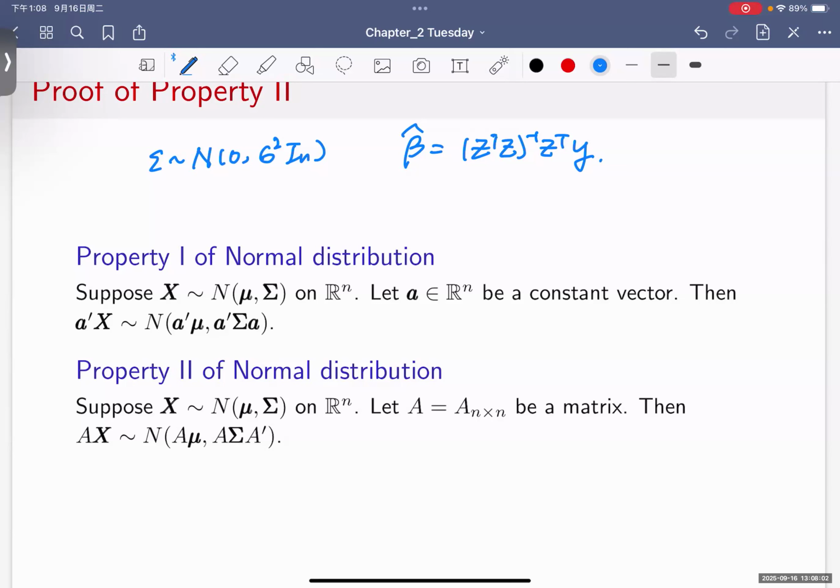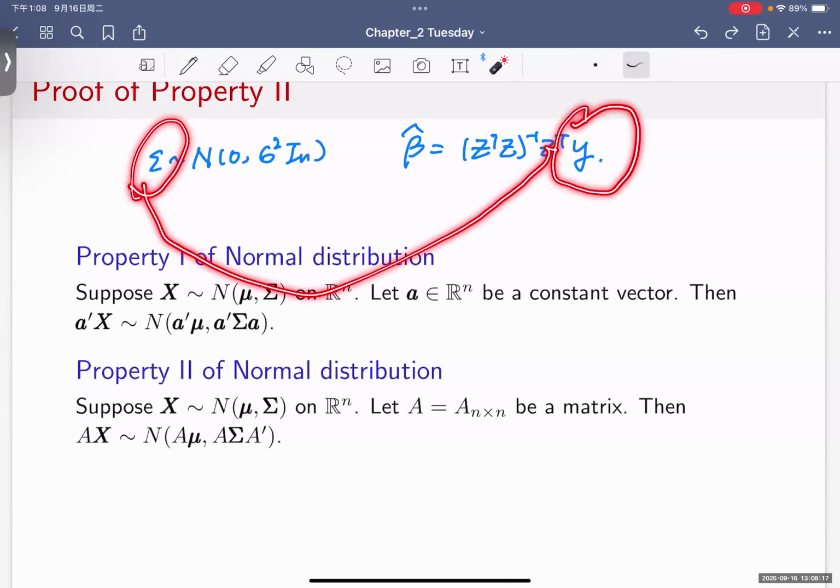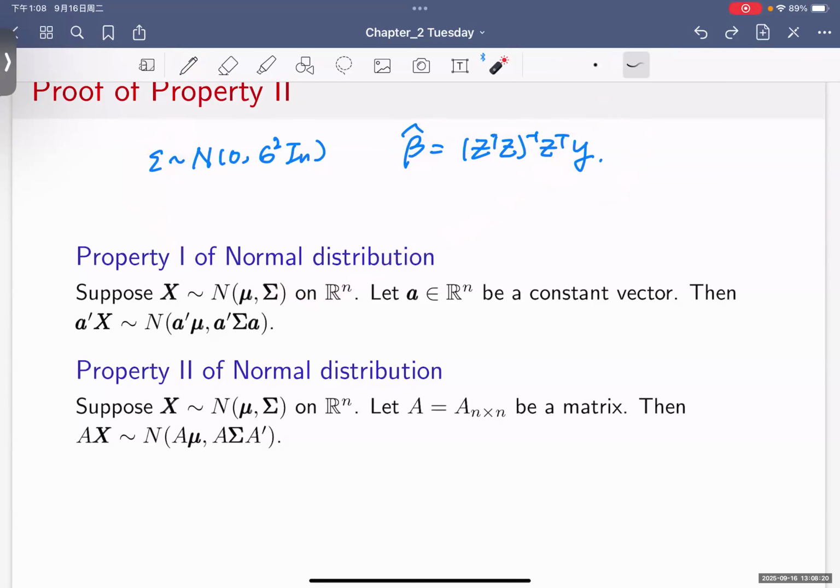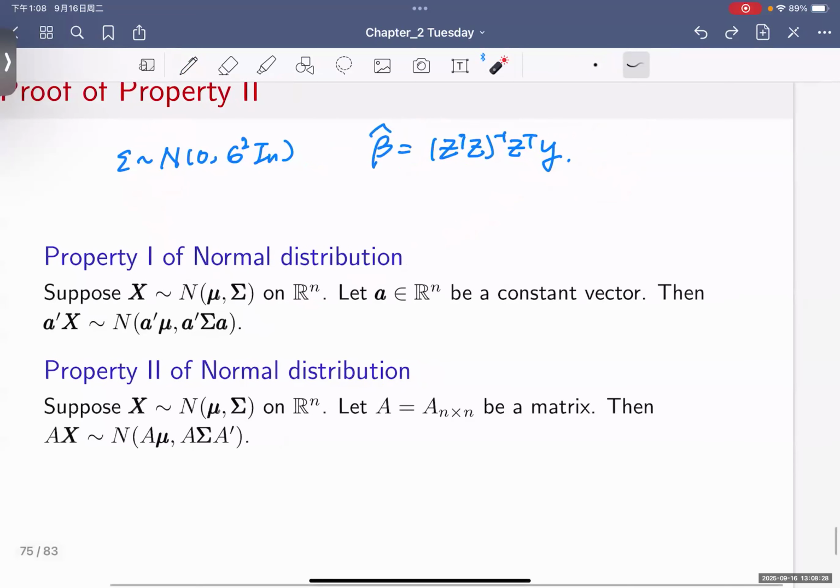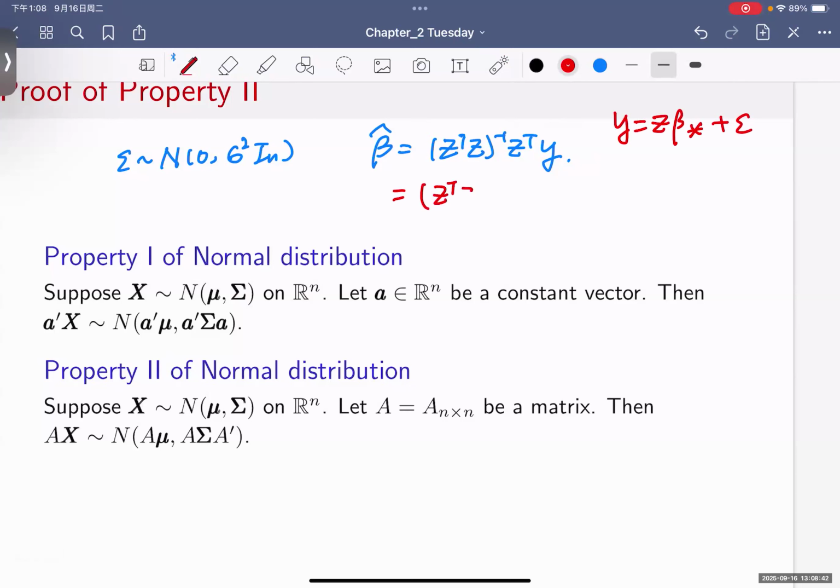Of course, keep in mind the important thing is that the randomness only comes from epsilon, and epsilon then contributes to y, and then y contributes to beta hat. So we need to trace everything back to epsilon. How does y depend on epsilon? y is equal to z beta star adding epsilon. So the good way is to write down what z is here, what y is here. So this is y, z beta star adding epsilon, and then we will have two terms.